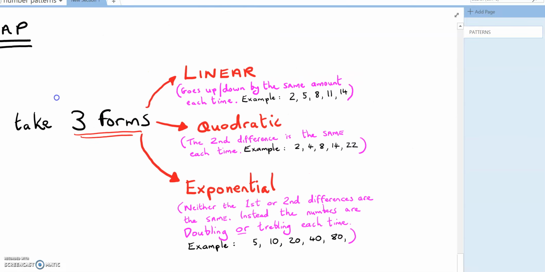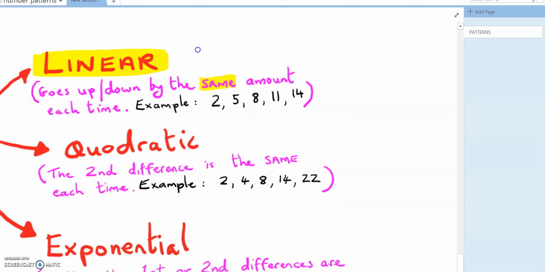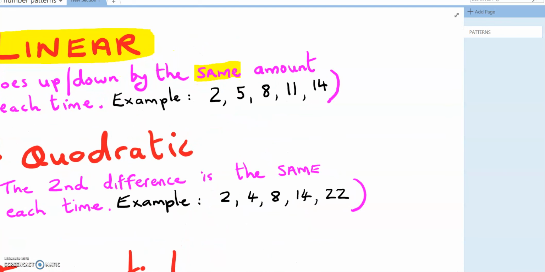The first form is linear. They're the most straightforward, okay? So, what is a linear sequence? It's when the numbers go up or down, they can go down as well, but by the same amount each time. And here's an example. 2, 5, 8, 11, 14.